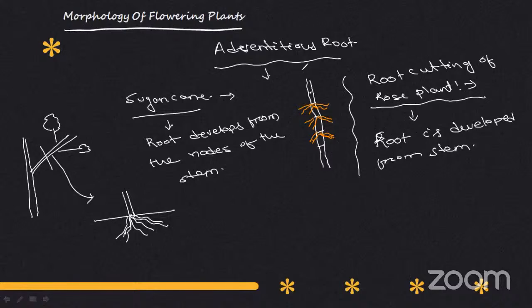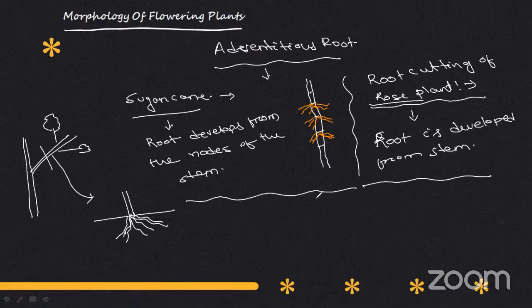So that is not your radicle, because this is part of your stem. Here the root is also developed from the stem, in case of your rose plant as well. So in case of your China rose, that is one example.